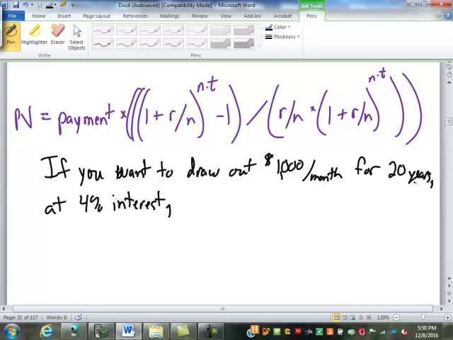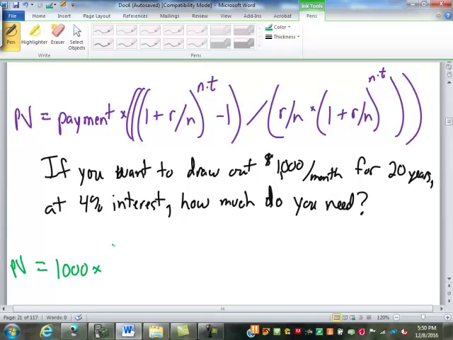So if you want to draw out $1,000 a month for 20 years at 4% interest, how much do you need to start with? So I'm saying, what is that present value? What is that lump sum that I need in the bank right now? That if I'm earning 4% interest on it, I can draw out $1,000 a month for the next 20 years. So my payment is 1,000 times 1, 2, 3. What's going to go in here?